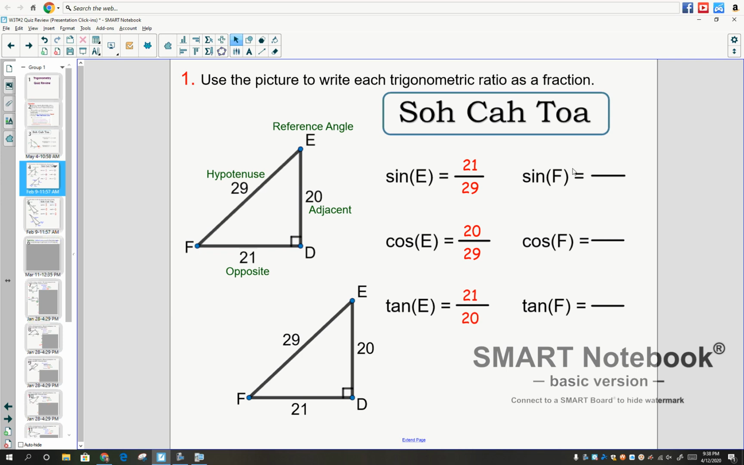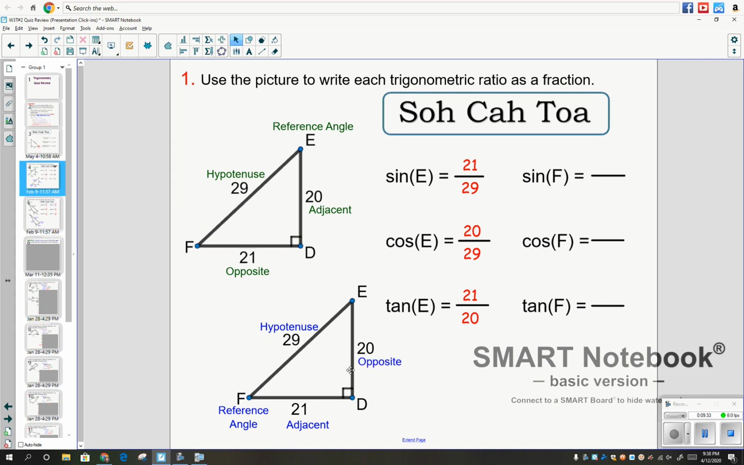The right column, sine of F, cosine of F, and tangent of F, all refer to angle F as the reference angle. So I did copy that picture so I can relabel it. Now I'm calling angle F the reference angle, which means 29 is still the hypotenuse because it's still across from the right angle. But 21 is now the leg that is adjacent to angle F, so we refer to that as our adjacent leg, and 20 is now across from it, it's now opposite.